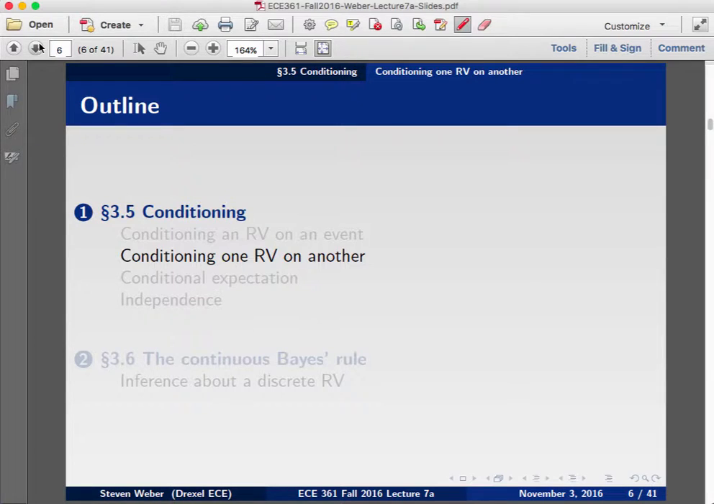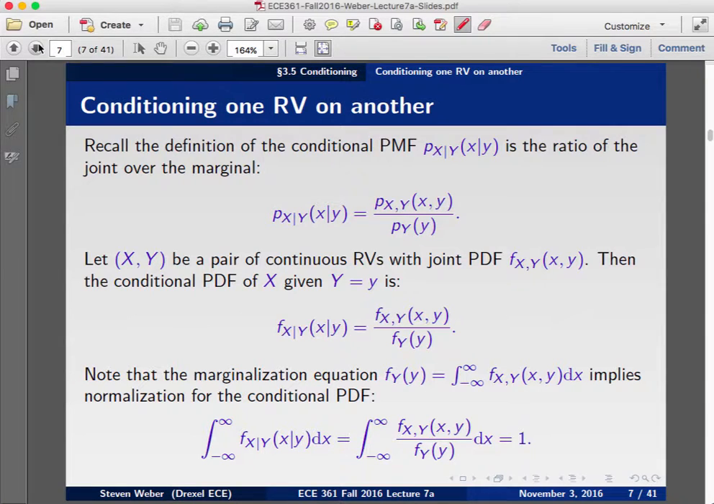Okay, moving on to the next topic, conditioning one random variable on another. So recall when we were discussing discrete random variables, we defined the conditional probability mass function for a pair of random variables X, Y as p of X given Y, the ratio of the joint distribution over the marginal. In particular, the conditional distribution of X given Y is the joint distribution of X and Y over the marginal for Y.